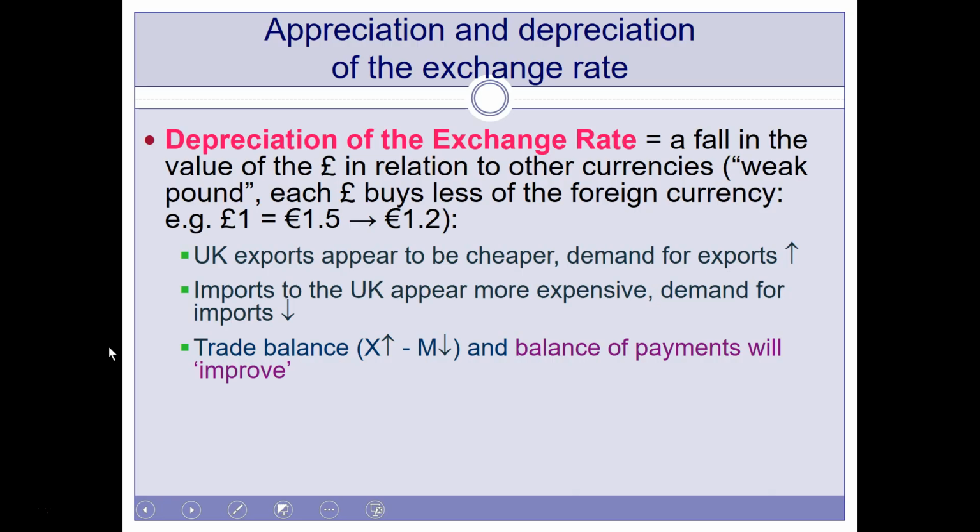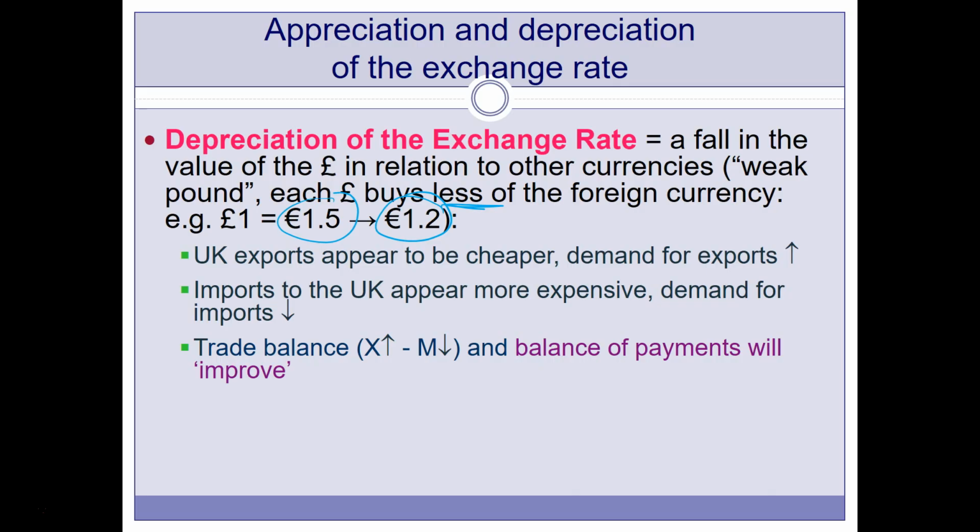Next, depreciation of the exchange rate is the opposite movement. It's a situation when a particular currency loses its value against other currencies. So the pound, for example, becomes weaker. This means that each pound will now buy less of a foreign currency. So if previously we used to be able to purchase, let's say, €1.50 for each pound, now we'll only be able to purchase €1.20 per each pound. You are buying less of a foreign currency per each pound. This is what we call depreciation of the exchange rate, a fall in its value.